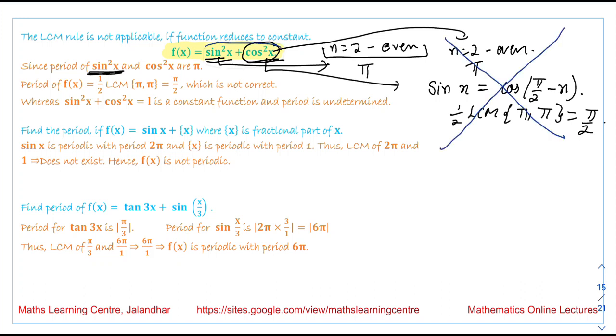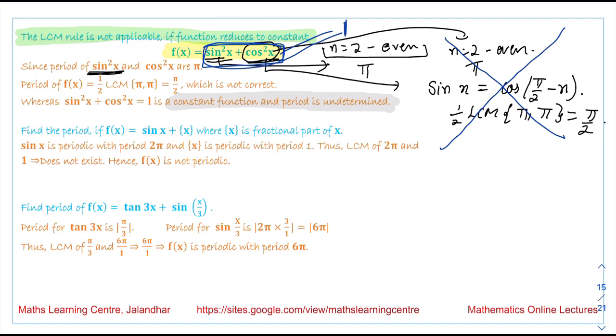Why? Because you know that sin square x plus cos square x is equal to 1. It means this sin square x plus cos square x reduces to a constant. And we know that for a constant function, the period is undetermined. This thing we have already seen in the definition of the period, that for the constant function, the period is undetermined. So, what we are saying over here is that the LCM rule is not applicable if the function reduces to a constant. This is also part of this formula. If f1 and f2 are two functions, and we are talking about f1 plus f2, if f1 plus f2 reduces to a constant, then the period of that function is undetermined.